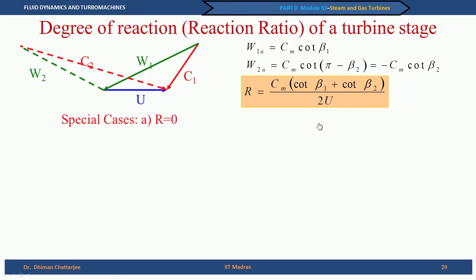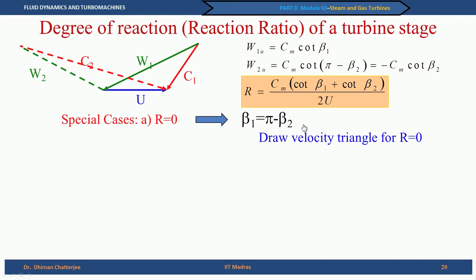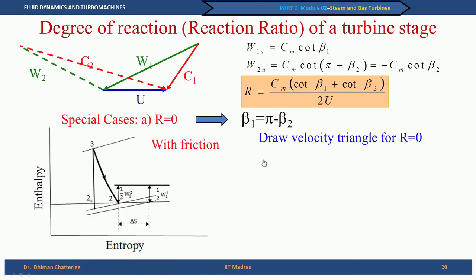And now let us take some special cases. Let us say R equal to 0, which means the numerator has to be 0. Now, Cm cannot be 0 because in that case there is no mass flow rate. If there is no mass flow rate, then there is no question of the turbine performance. So, the only way R can be 0 is if this bracketed term is 0, which means that beta 1 is pi minus beta 2. So, we see that in case of the impulse turbine, R equal to 0, we get back the symmetric blade condition which we have already discussed earlier. So, we get back and you can draw the velocity triangle which you have discussed earlier.